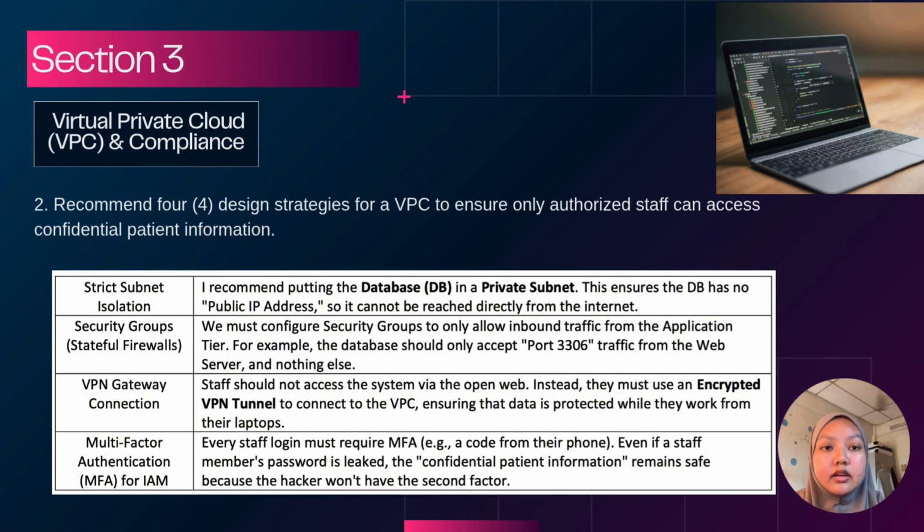Second is security group. We configure security groups to only allow inbound traffic from the application. For example, the database should only accept port 3306 traffic from the web server and nothing else.